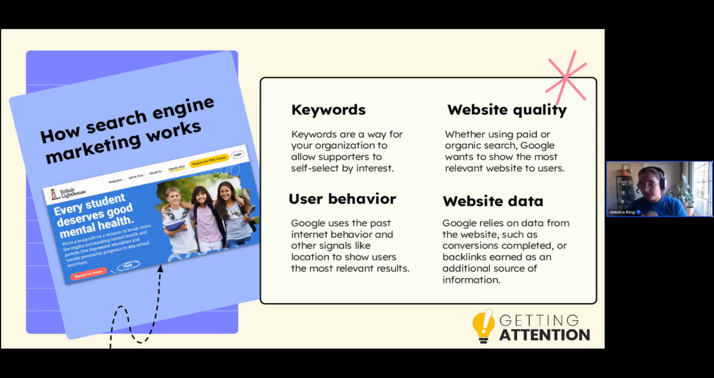What is a little bit different is Google's decision process of how to show ads, when to show ads, who to show ads to. It's separate from organic. So running ads will not directly improve your ranking, but to the extent that you are improving the website, it'll have beneficial impacts on both your organic search and your paid search. When we think about the world of ads, there are a couple of things that Google is taking into account. So one of them is user behavior. This is where Google uses past internet behavior, other signals like location of the person to show users the most relevant results.